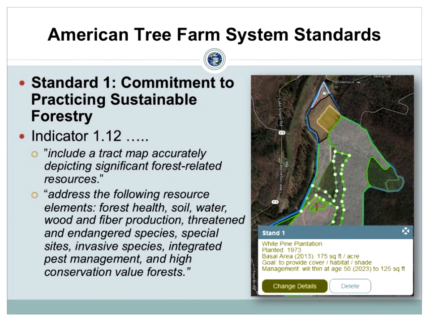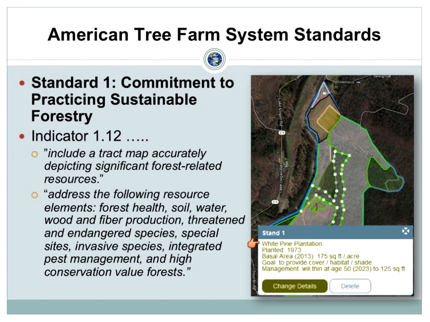But they basically have 8 standards, and if you follow these standards, you are probably going to be practicing very good forestry. Standard one is the commitment to practicing sustainable forestry, and they have these indicators that they look for when they're doing their audits. And so having a tract map accurately depicting significant forest-related resources, well, that's what you could depict here on My Land Plan. And it doesn't have to be perfect. We use the word accurately, and it doesn't have to be extremely surveyed accurate, but you want to get down to the nearest acre on it and be as careful as possible.